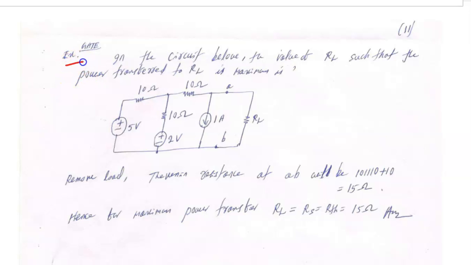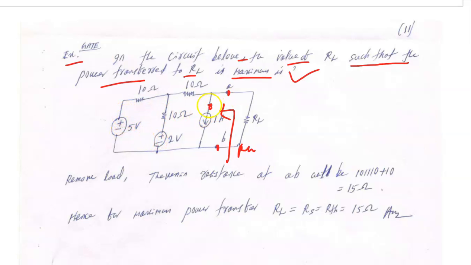Here is the GATE question. In the circuit shown below, find the value of RL such that the power transfer to RL is maximum. Just now we have discussed, at this terminal find the Thevenin resistance, that will become your source resistance in this case because of the DC.